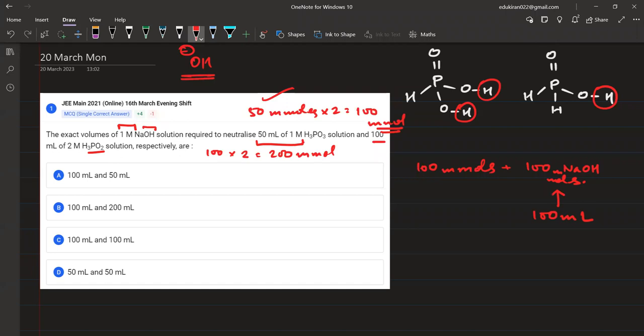And similarly, for 200, how much will be required? To neutralize 200 millimoles, how many ml will be required? 200, right? 200 ml of NaOH will be required. Is this clear, all of you? Yes, sir. Okay. So please note this down.